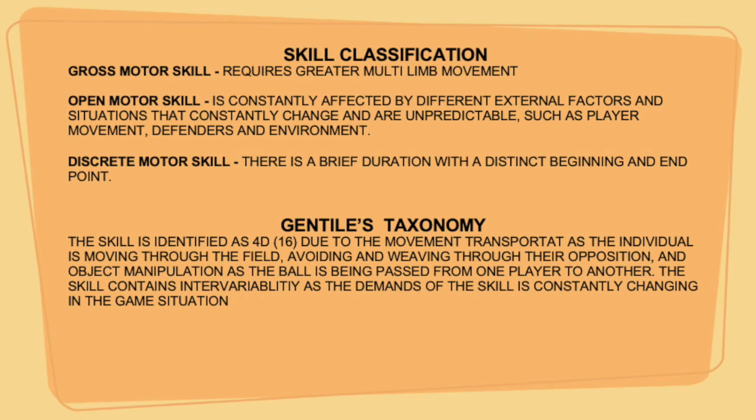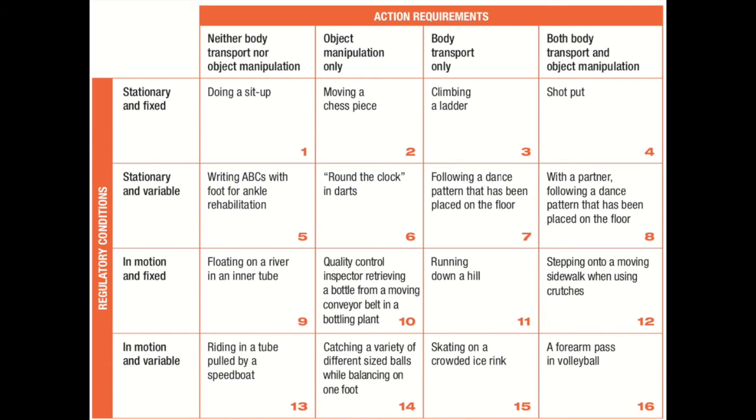The skill is classified as a gross motor skill as it requires multi-limb movements. In a game situation, it is classified as an open motor skill as it is affected by different external factors and situations that constantly change. The skill is also discrete as there is a brief duration with a distinct beginning and end. The skill fits under Gentile's taxonomy of 4D due to the movement, transportation, and object manipulation.